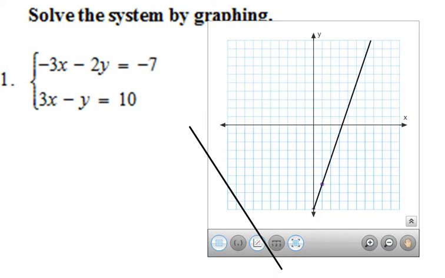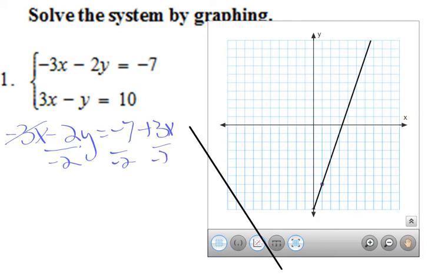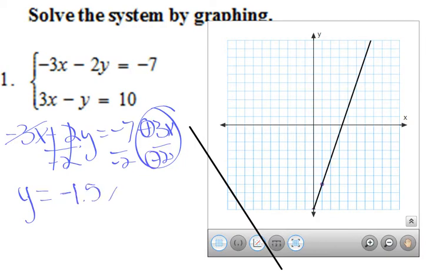Now let's look at our first equation. I've got negative 3x minus 2y equals negative 7. So let's put that in slope-intercept form. Add 3x to each side. Divide everything by a negative 2. And we get y equals, and let's put x first, a negative, because I've got a positive over a negative, so it's going to be negative 3 halves, which is 1 1/2, x, and these signs cancel out, so I've got a positive plus 7 halves, which is 3 1/2.